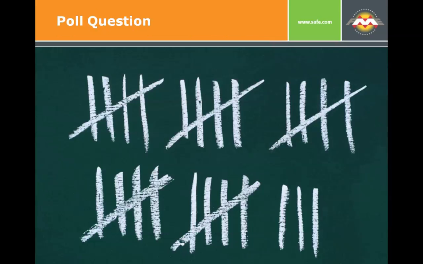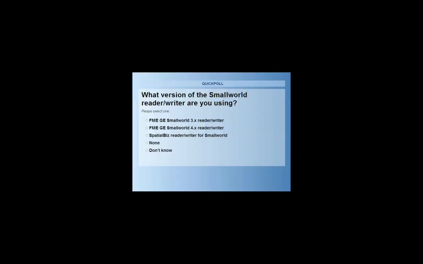Well, we've got another poll question here for everybody, Steve. So what are we going to ask up next? All right. Thanks, Mark. So what version of Smallworld reader-writer are you using? We've got the GE Smallworld 3 and 4 versions, as well as Spatial Biz. And then maybe you don't know what you're using, or you're not using anything. So I'll give you a little bit of time there to answer that.